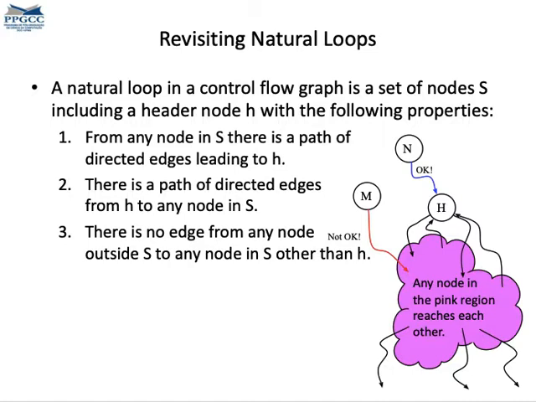As we had seen in the previous class, a natural loop is just a strong component in the CFG with just one entry point. We call this entry point node H, meaning header node.